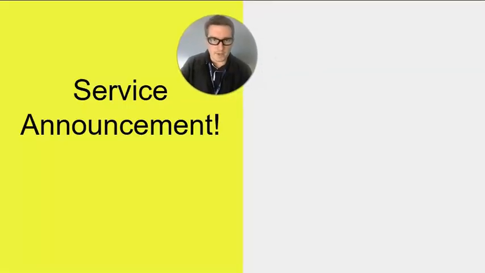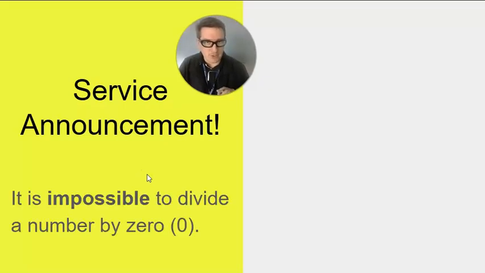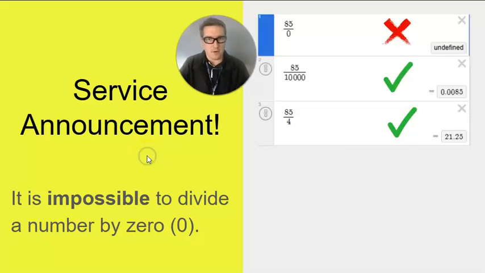All right, let's do a quick service announcement. Let's go back to elementary school. You should have learned this one fact about division. It is impossible to divide by 0. No matter what happens in math, we are never allowed to divide by 0 because it means nothing. Even the Desmos calculator will not allow you to divide by 0. And the answer is not 0. The answer is undefined because it does not exist.